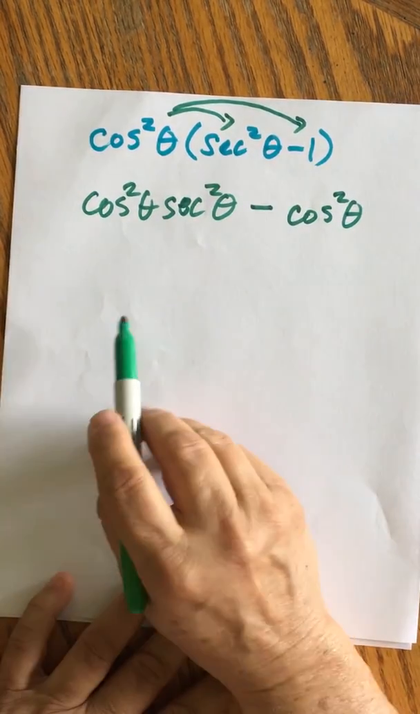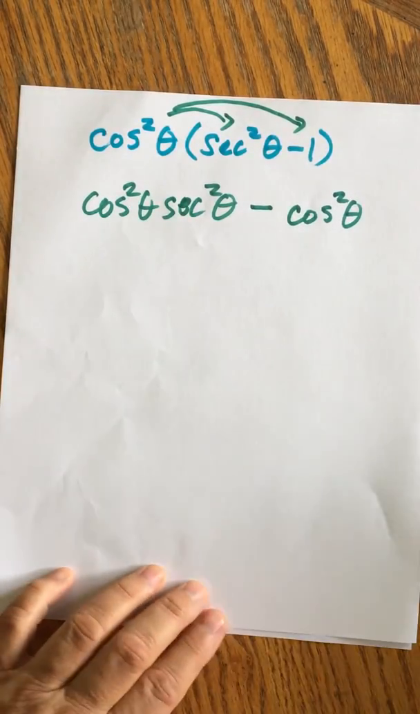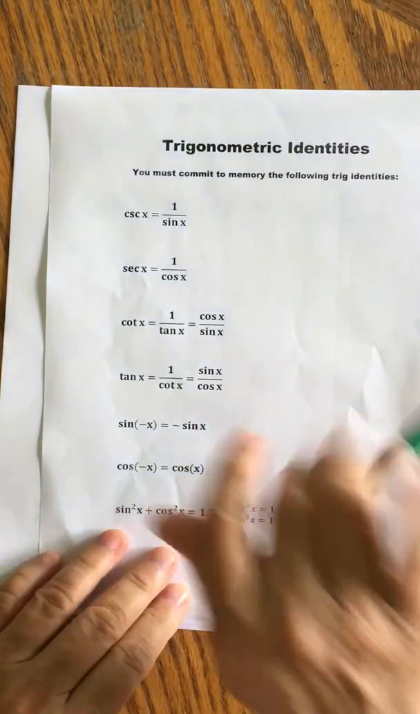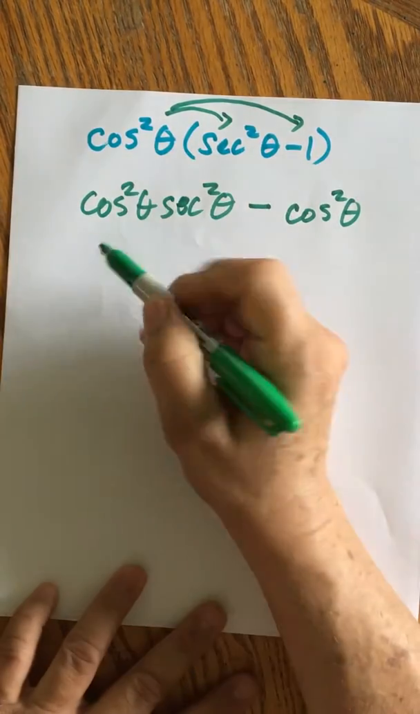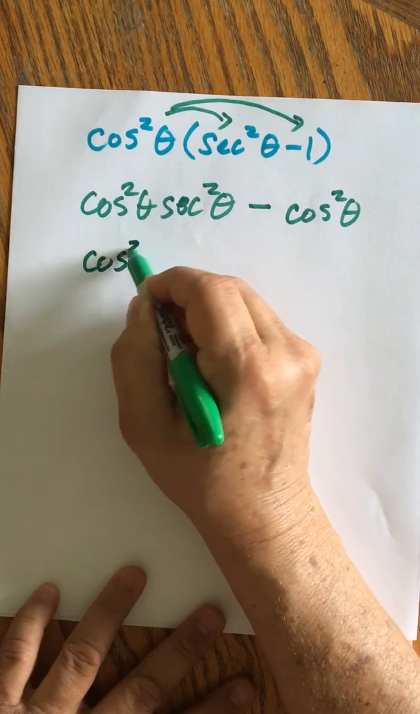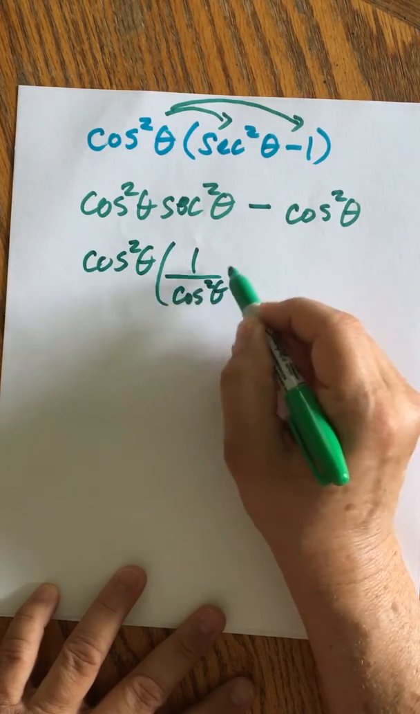Okay? Now, let me simplify this a little, especially with the secant squared, right? I can say secant is 1 over cosine. So this is what I mean by you have to be able to recognize this, or else you won't know what to do next. Okay, so this is 1 over cosine squared of the angle.